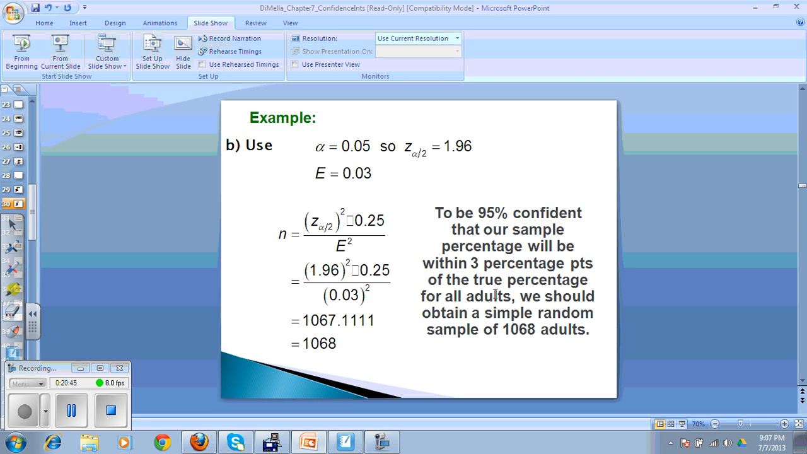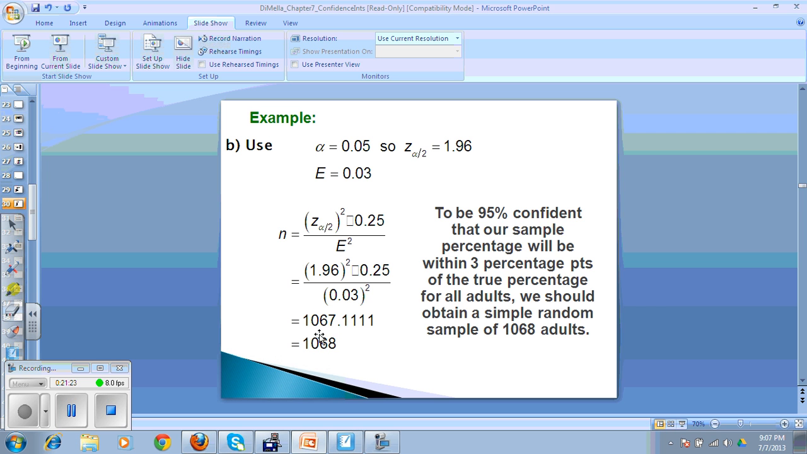If I had no idea what happened back in 2006, I would say 50-50. 50% of people use it, 50% of people don't. So 0.5 times 0.5 is 0.25. This process remains the same. The only thing that changes is in these p-hats. Now you have to ask a whole lot more people, 1,068. Always round up to the whole person. You don't round the way you would arithmetically. In mathematics, this rounds to 1,067. But for stats, we need another whole person. You can have extra. You can't be short.